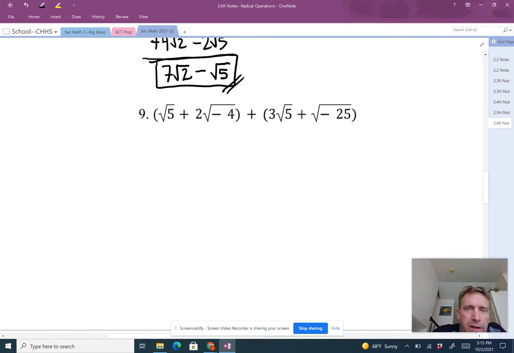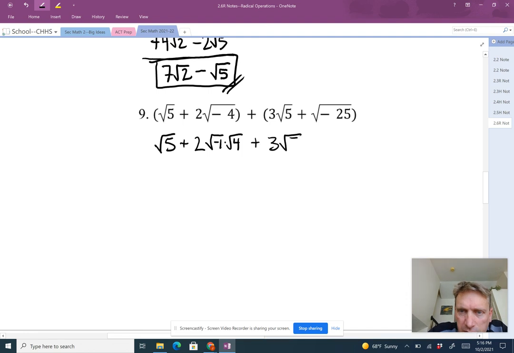This time we've got some negatives under the radical, and so those are going to look like imaginary numbers when we've simplified them. I've got the square root of 5 plus 2 times the square root of negative 1 times the square root of 4 plus 3 square root of 5. Wait, I'm not going to write it right there. I'm going to write it over here. Plus 3 square root of 5, just because that way I'm lining up those that are like terms.